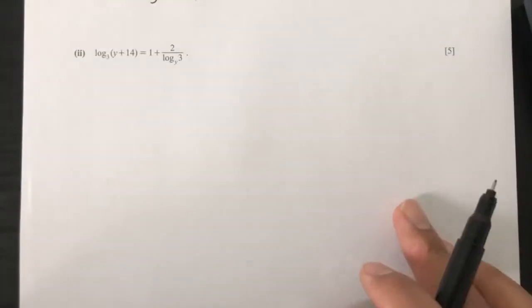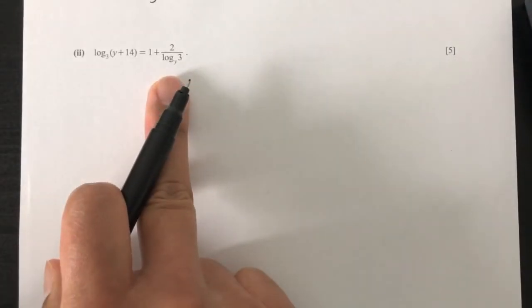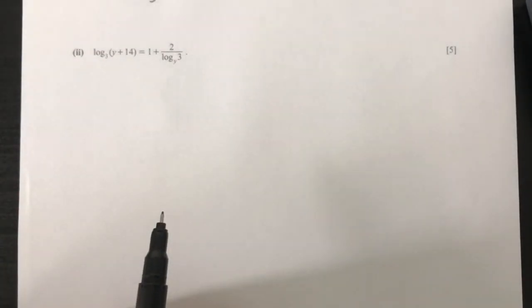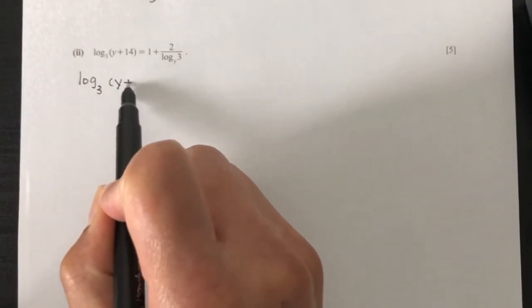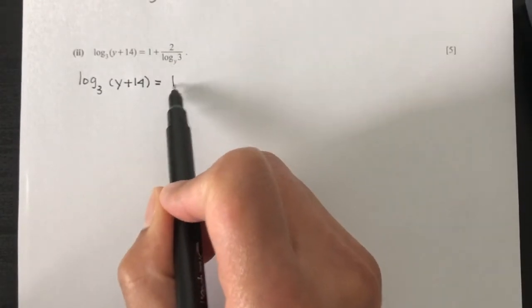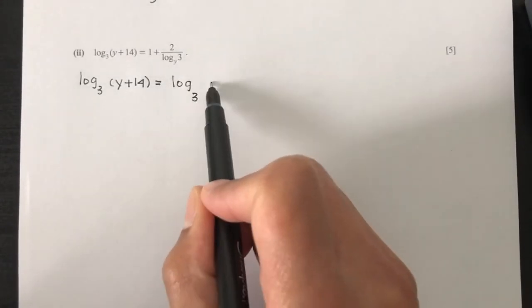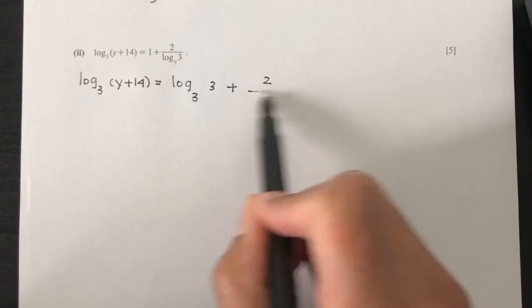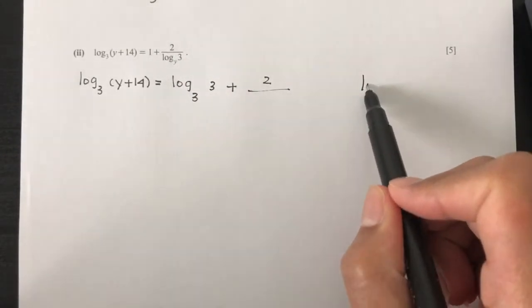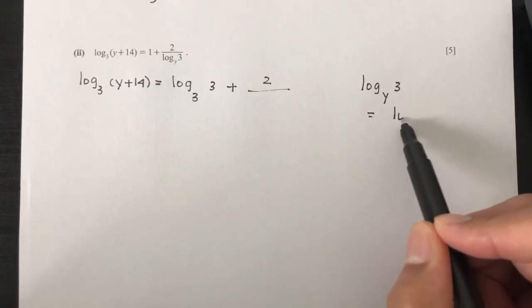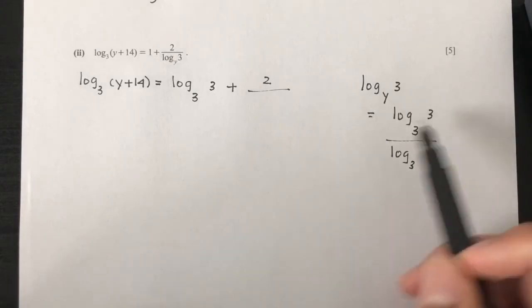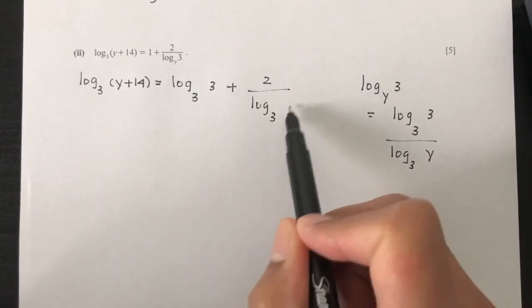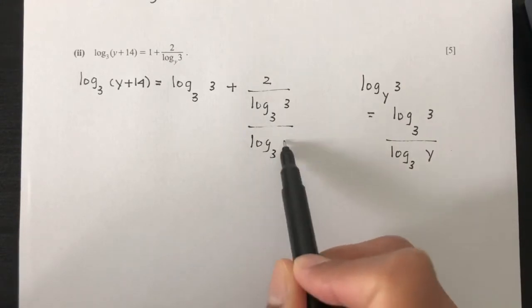Now for part 2, we have to solve this one. The first thing you see is that we have different bases, right? It's not the same base. So what can we do in that case? We have to try to play with the numbers and see what happens. So here we have log of 3 y plus 14 equal to 1. 1 is just log base 3 of 3. Now plus 2 over log base y of 3, so you can change this one to log of base 3 as well. So log base y of 3 is equal to log base 3 of 3 divided by log base 3 of y. Let's write this down.